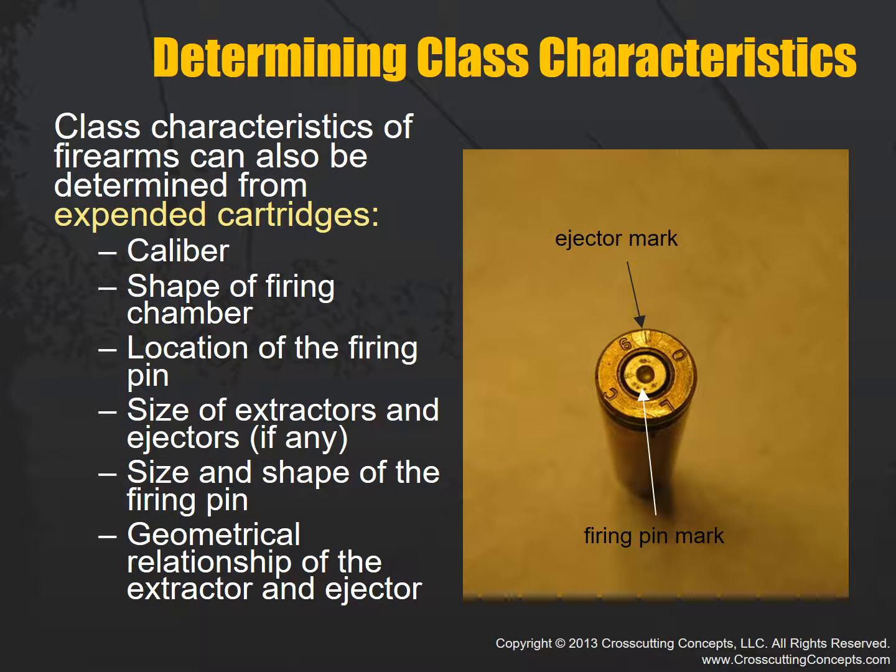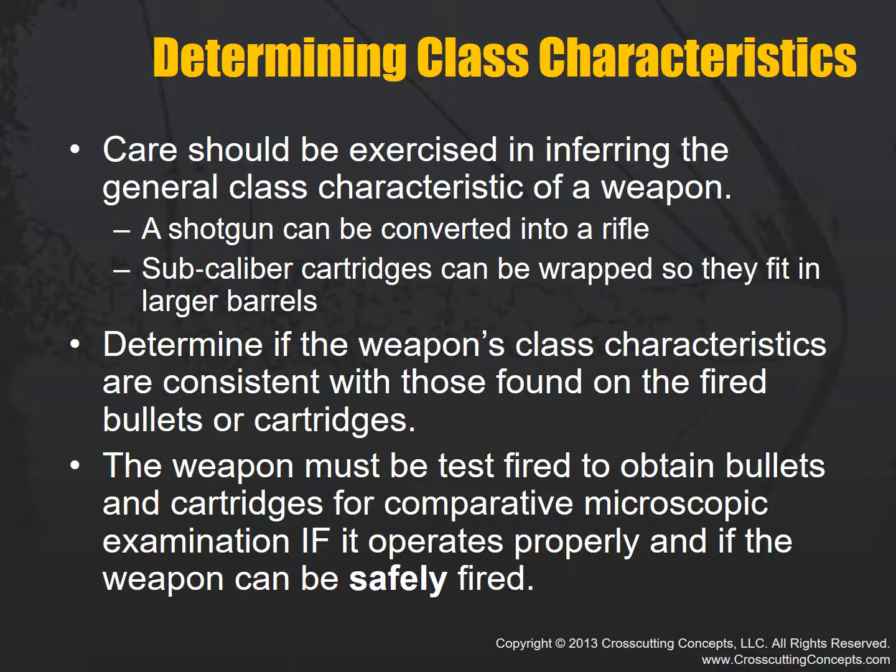Determining class characteristics. Class characteristics can be determined from expended cartridges. Those are fired cartridges. You can determine the caliber, the shape of the firing chamber, location of the firing pin, set of any extractors or ejectors, if there are any, the size and shape of the firing pin, and geometrical relationship of the extractor and ejector. So all these class characteristics can help you narrow down what type of gun was used.